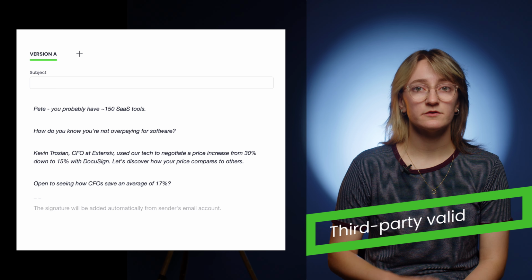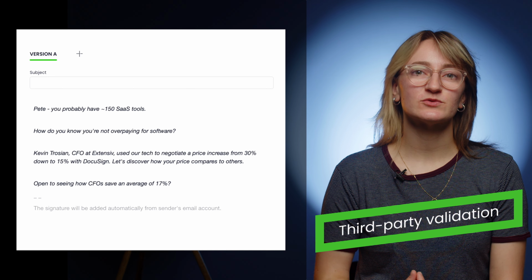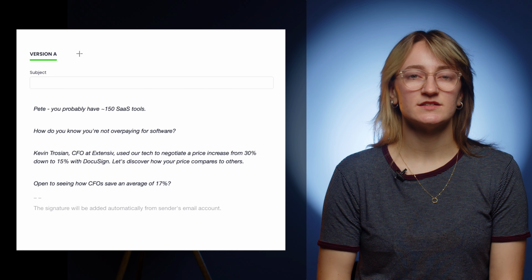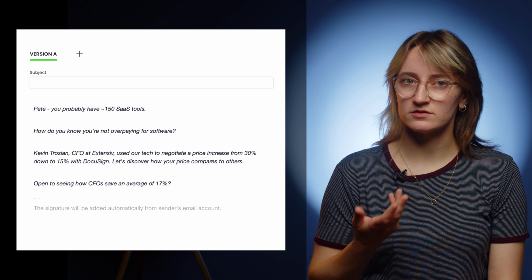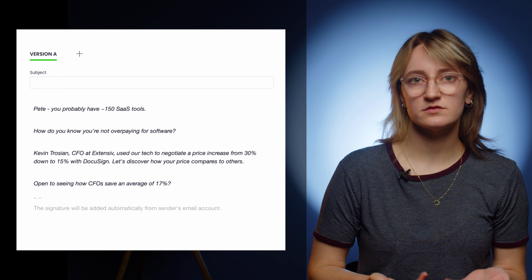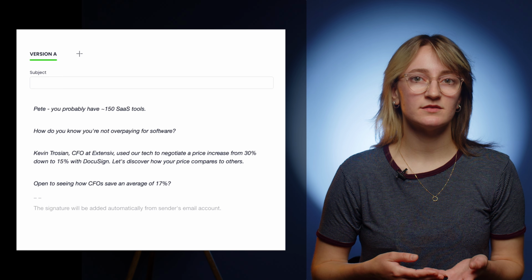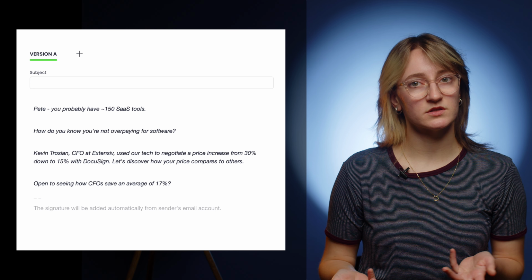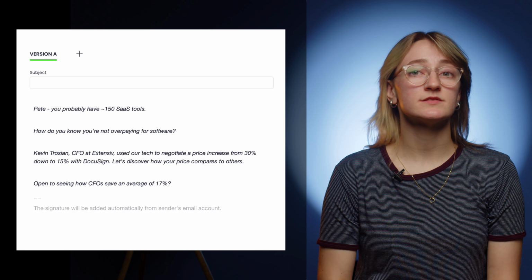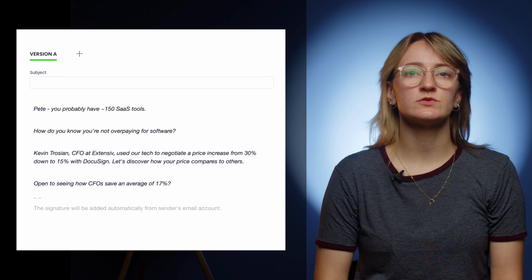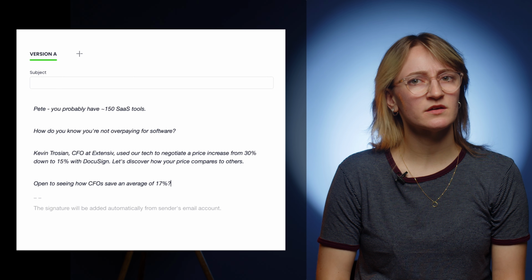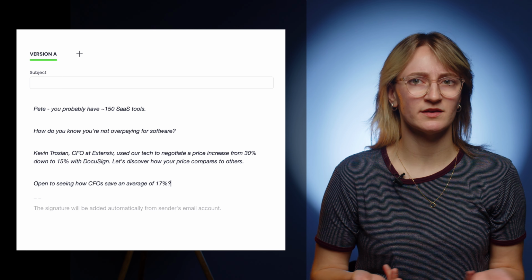The third is third-party validation. Build credibility by showing specific results others have achieved. This is like social proof, where you mention another company using your solution and seeing great results. Show them that this isn't just an abstract problem, but an issue that, when resolved, can make a big difference. So if you say that a CFO at Extensive was able to save 15% using your tech, this gets them thinking, am I making the same mistake he did? Maybe I should be paying less.